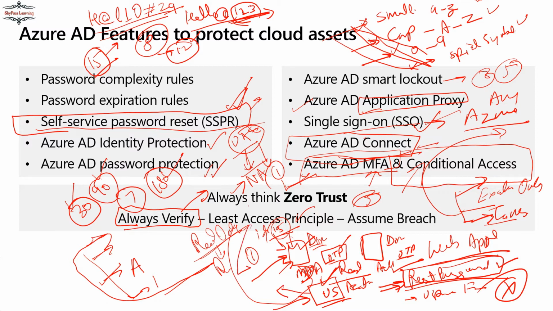So this is what the least privilege principle strategy is saying. And always remember, a breach is possible, so you have to think that way. It can get breached, and you must have prevention strategies in place to prevent those breaches.